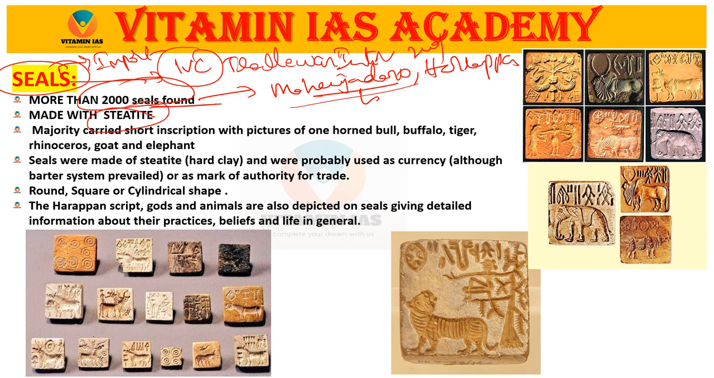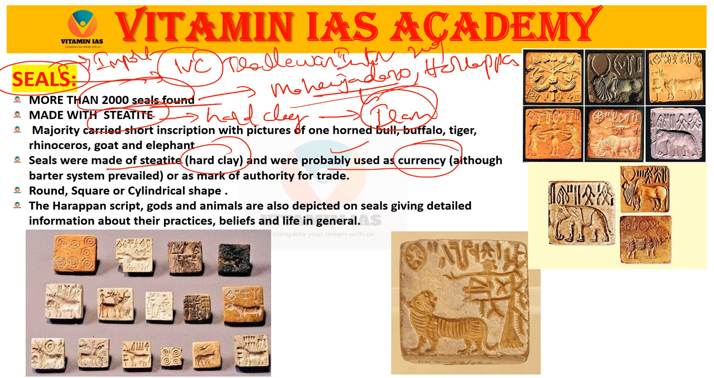Seals were made with steatite, which is a hard clay imported from Iran. Seals made with steatite hard clay were probably used as currency. Even though we also had a barter system, sometimes it was used as currency. They also marked the authority for trade, something like an identity card for trade.